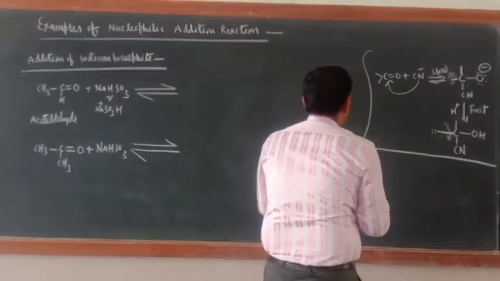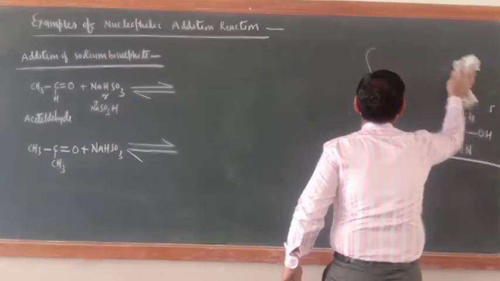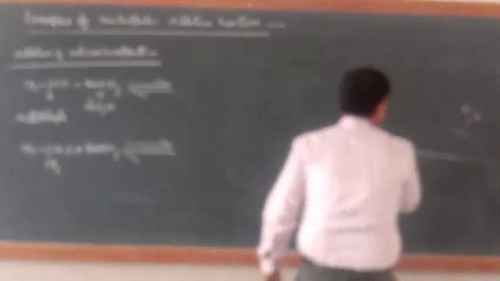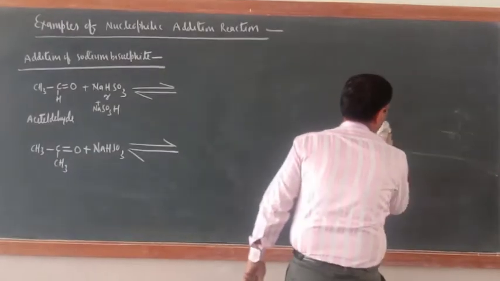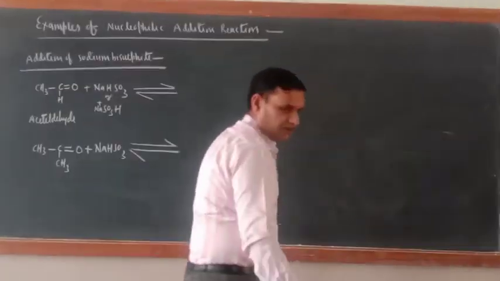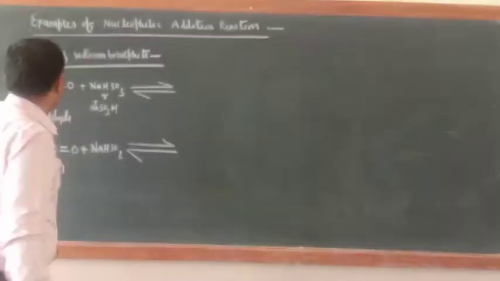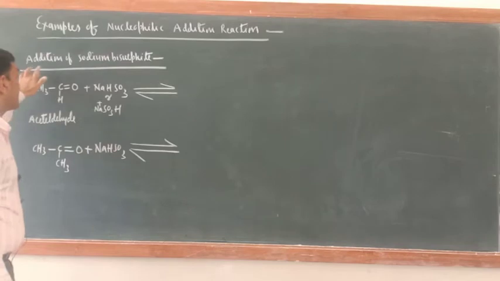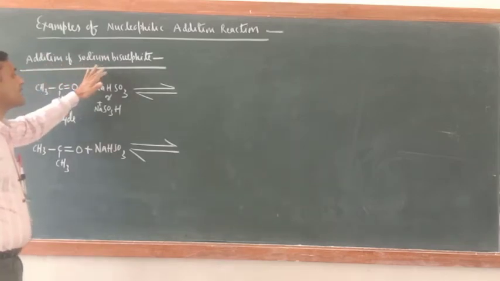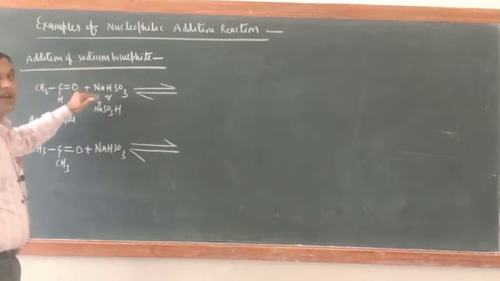You know the mechanism in full detail. I taught the mechanism with the presence of a strong nucleophile and with the presence of a weak nucleophile. Now let us move to another addition reaction, that is the addition of sodium bisulfite, sodium hydrogen sulfite also.